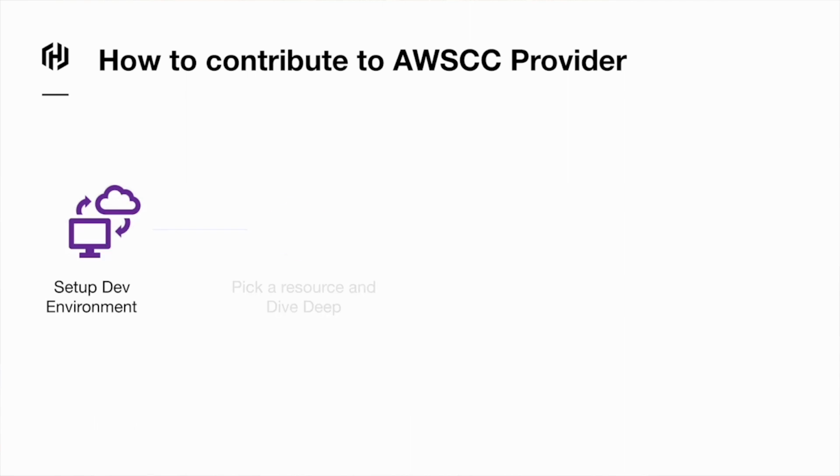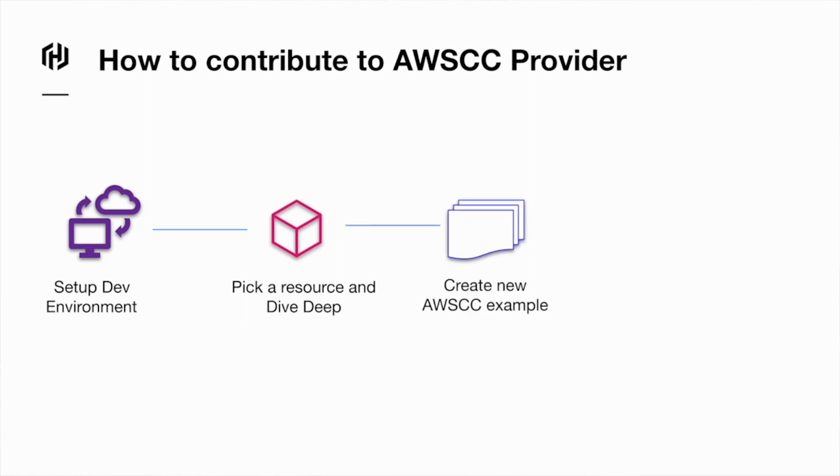Once you set up your playground, identify the available AWS resource to write an AWSCC example. You may want to deep dive into the AWS resource before you actually develop your own example. There are plenty of options available for you to explore and learn about that resource. Now, suppose you have learned about that AWS resource and understand how it works. Here it's your time to get hands-on and build a new AWSCC example.